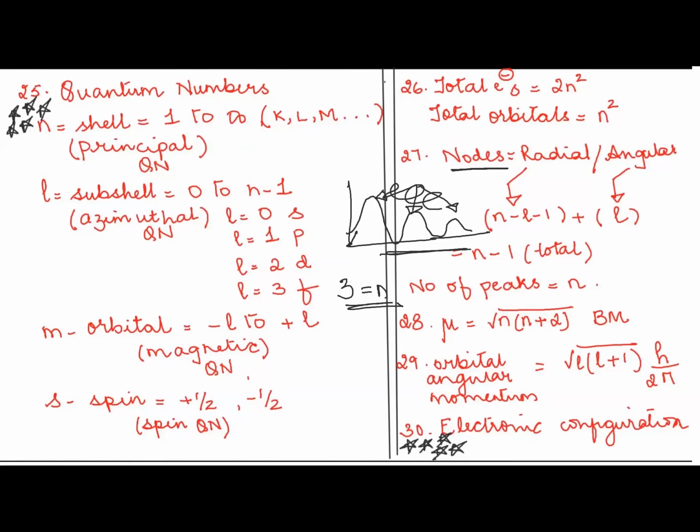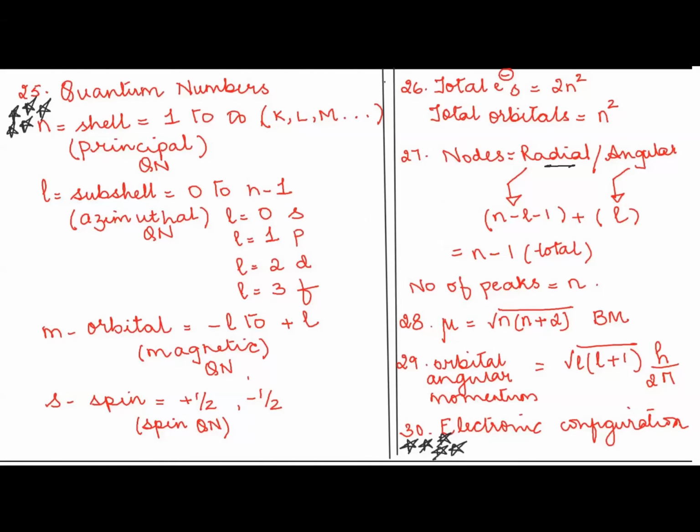Now how to recognize the nodes? You can see here where it intersects this. Where does it intersect? At 2 places, meaning the total number of nodes is 2. Understood? So this is how you calculate by looking at a graph how many nodes are there. Now we also have a formula here.